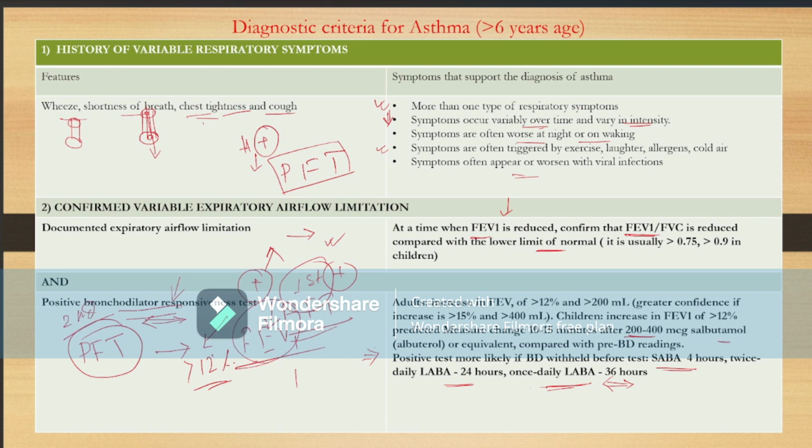If the FEV1/FVC ratio is more than 12%, then we tell that the patient is positive for the bronchodilator responsiveness test.